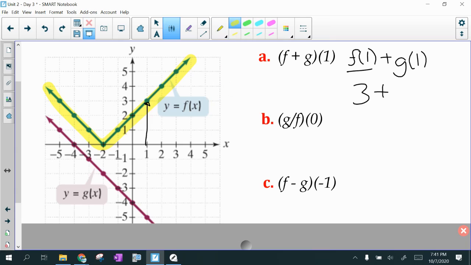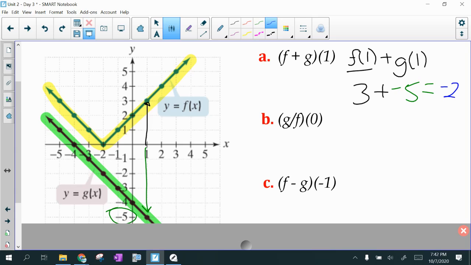Next, I'm now going to look at my g of x function, which I've now highlighted in green, and I'm going to say, hey, what is my y coordinate when I'm plugging an x coordinate of 1 in? So I'm going to go down here and I'm going to say it sure looks like I've got a y coordinate of negative 5. So I'm looking at 3 plus a negative 5, which is going to get me, how about negative 2 there? Okay, so far so good.